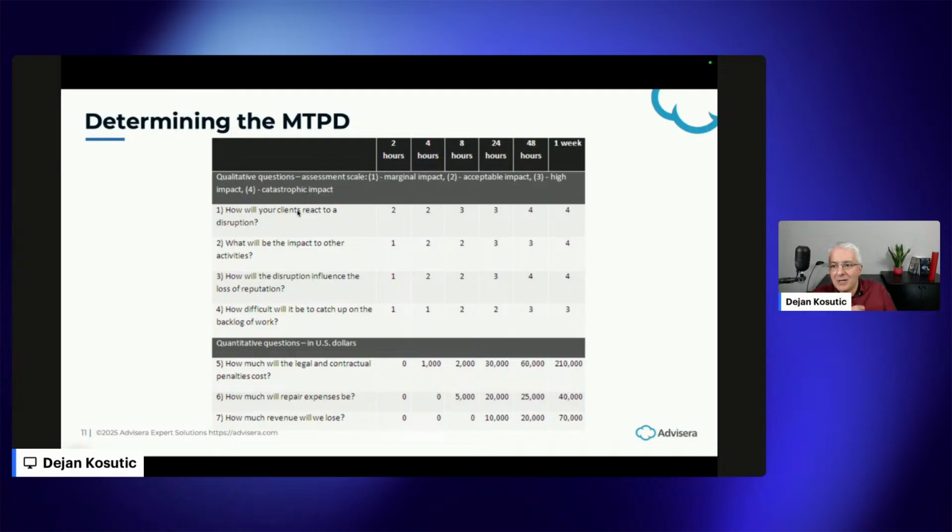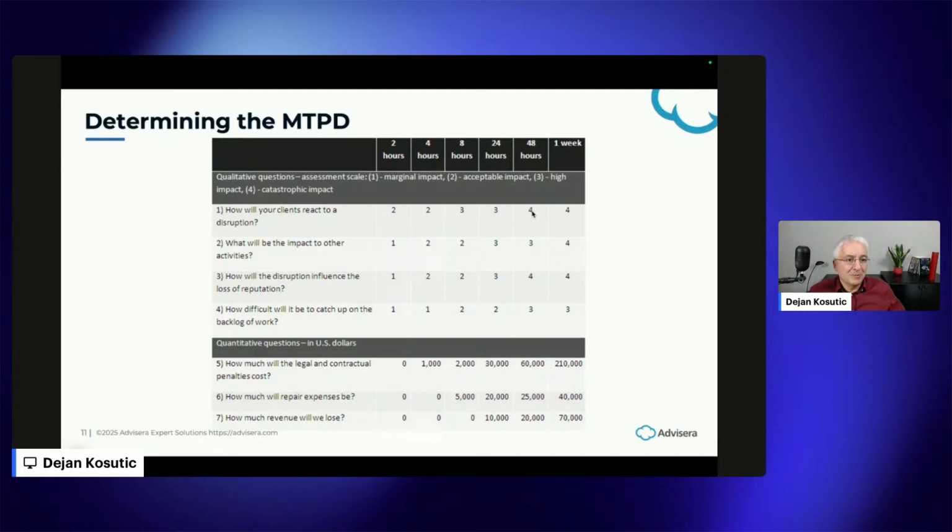For example, how will your clients react to disruption? After 2 hours, they will probably be a little bit unhappy, but nothing catastrophic, right? Also after 4 hours. But let's say after a full 8 hours, this is almost the whole day, they will be very unsatisfied, so the high impact will be here. And then after 24 hours, after 2 days, this might be catastrophic. You might see already a big churn, many clients leaving and stopping using your services.